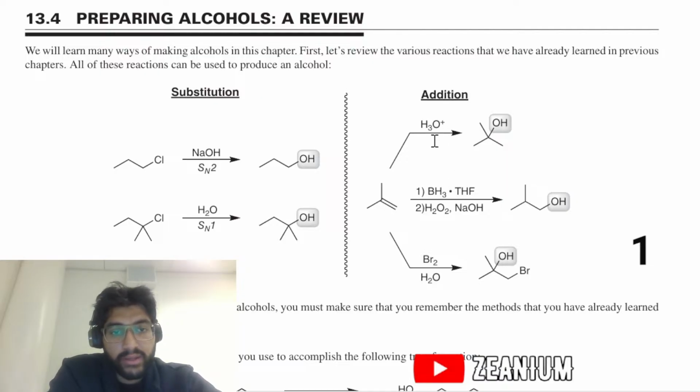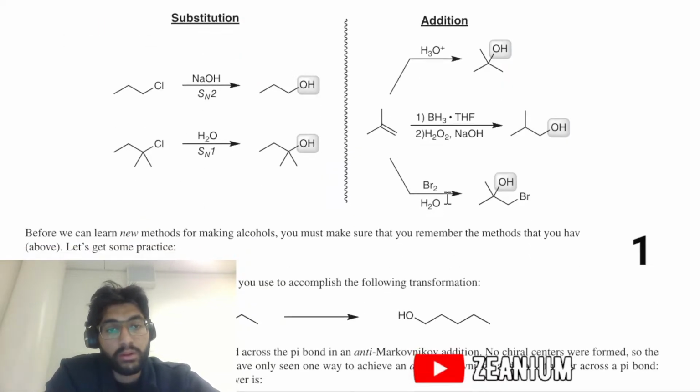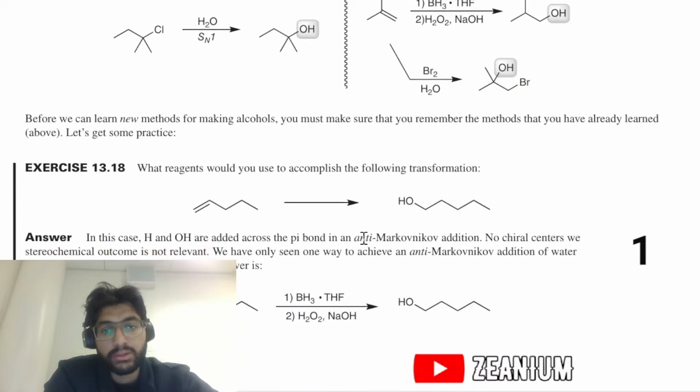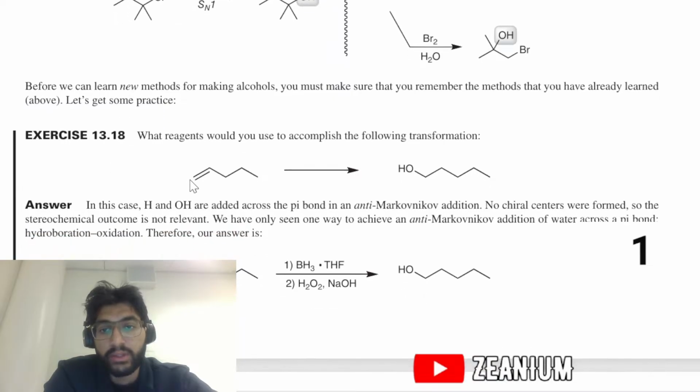Addition, with acid, with hydroboration, and with boron. This one is anti-Markovnikov, so it goes to the less substituted carbon of the molecule. Just have to remember that. Before we can learn new methods of making alcohols, you must make sure that you remember the methods that we already have learned above.